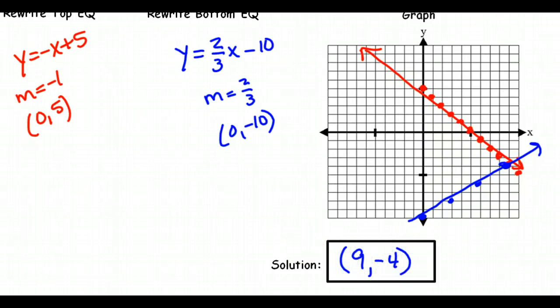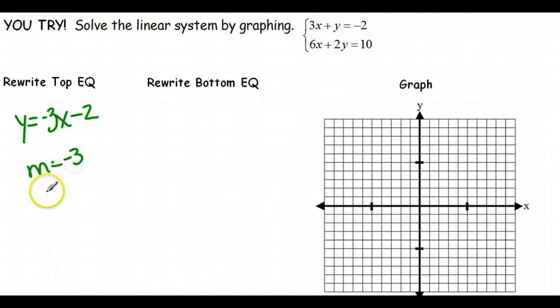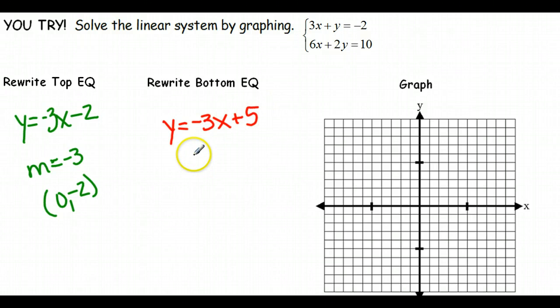Alright, in the next example that you did on your own, you should have for the first equation that y equals negative 3x minus 2, slope being negative 3, y-intercept being negative 2. And then in the second equation, you should have y equals negative 3x plus 5. So a slope of negative 3 and a y-intercept of 5.